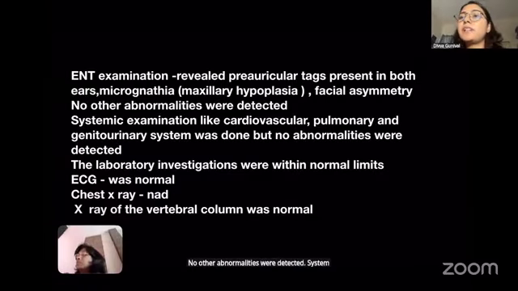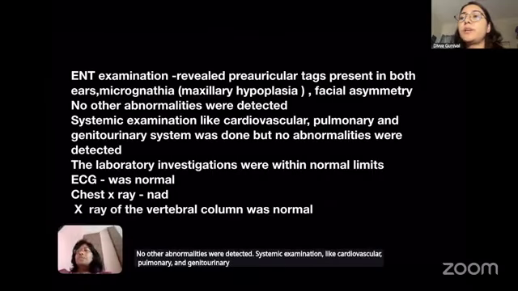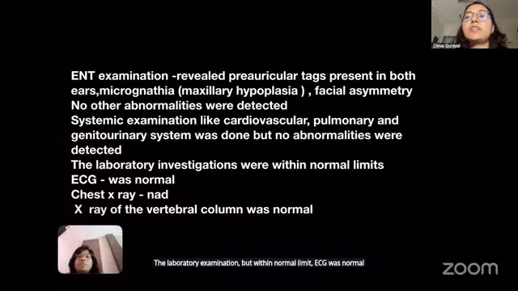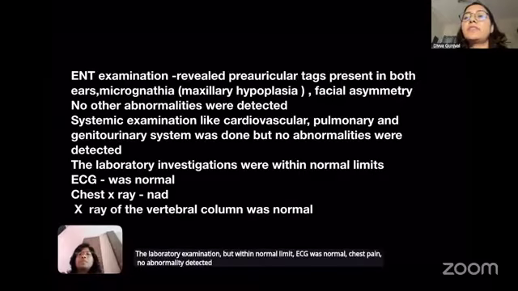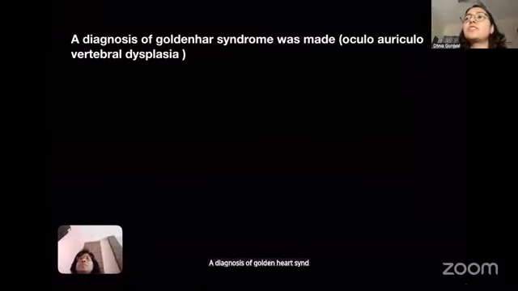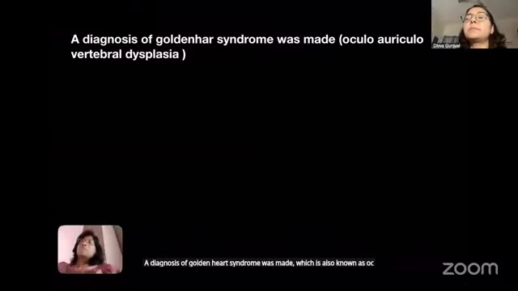Systemic examination like cardiovascular, pulmonary, and genitourinary system was done, but no abnormalities were detected. The laboratory examinations were within normal limits. ECG was normal. Chest X-ray, no abnormality detected. X-ray of the vertebral column was normal. A diagnosis of golden hour syndrome was made, which is also known as oculo-auriculo-vertebral dysplasia.